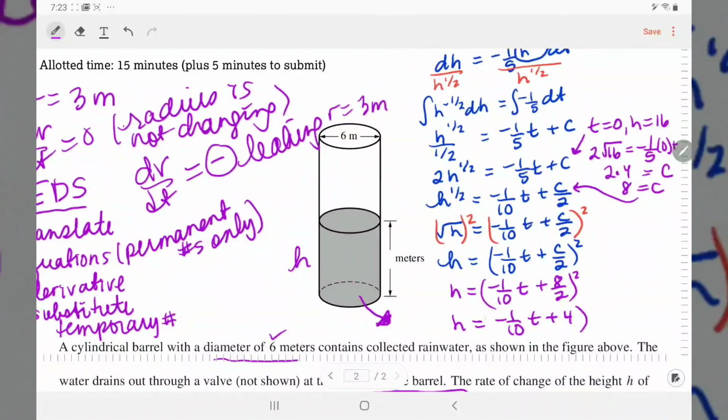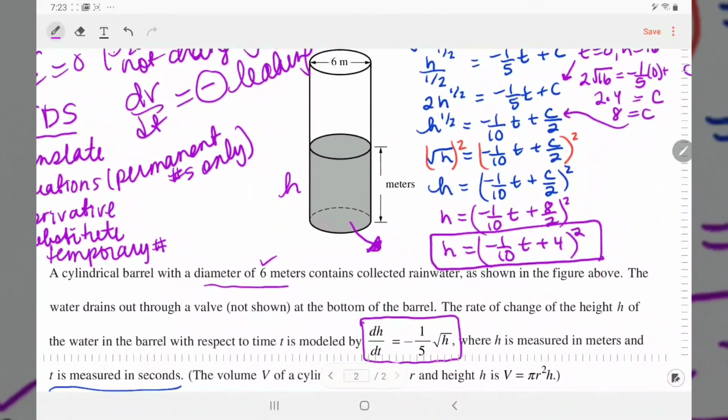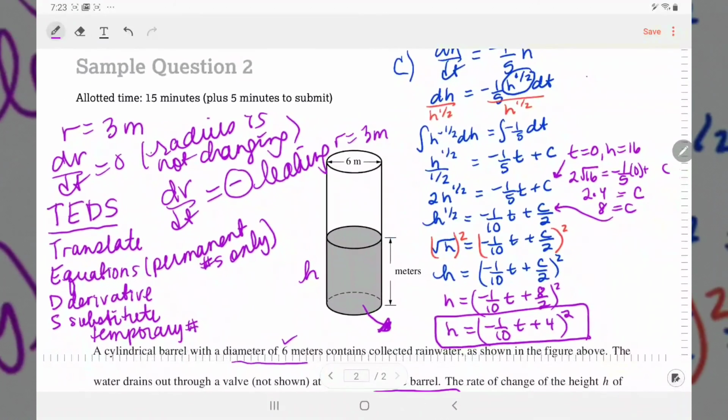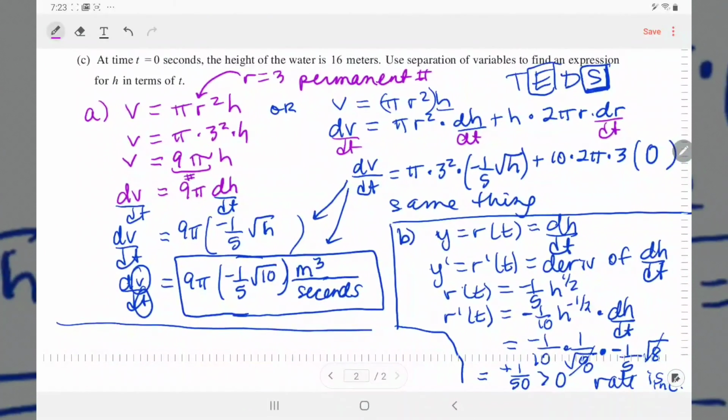I would put the rate of change of dh/dt is increasing, because the derivative of the rate is positive. So that's probably what I would write.